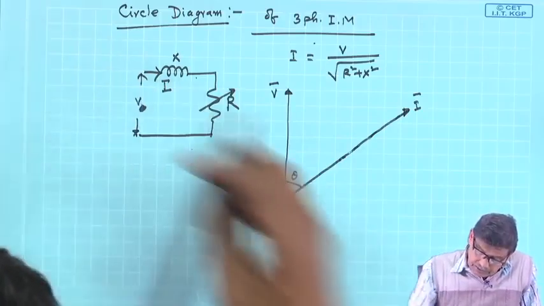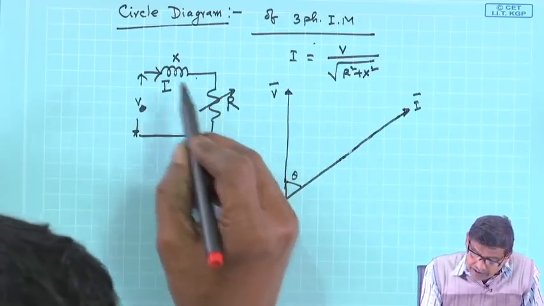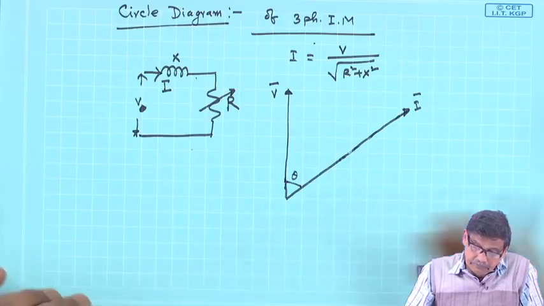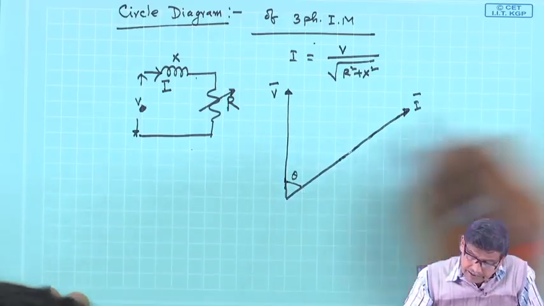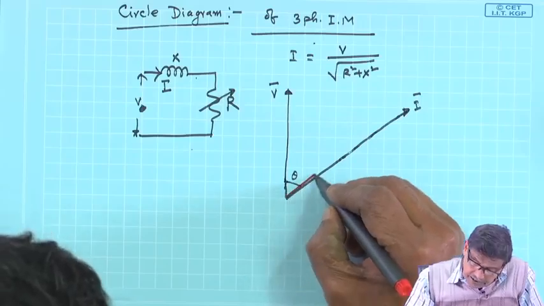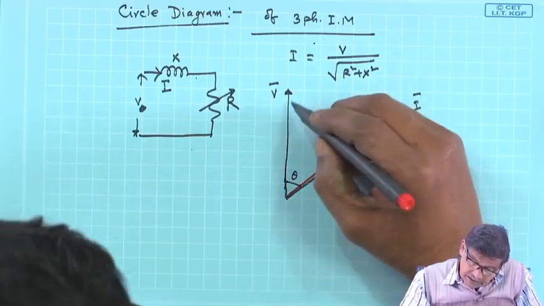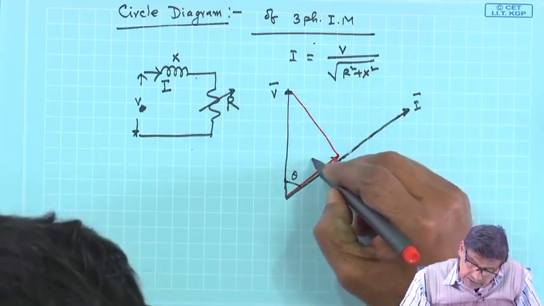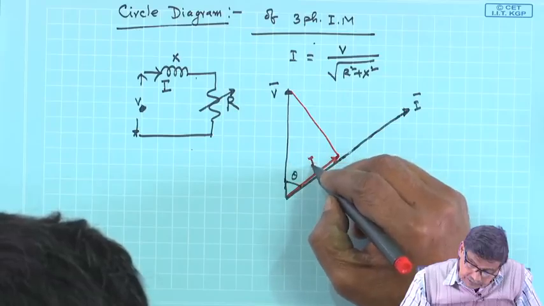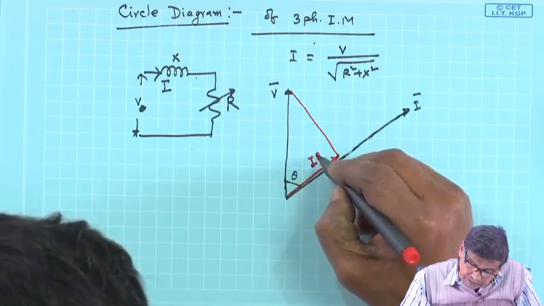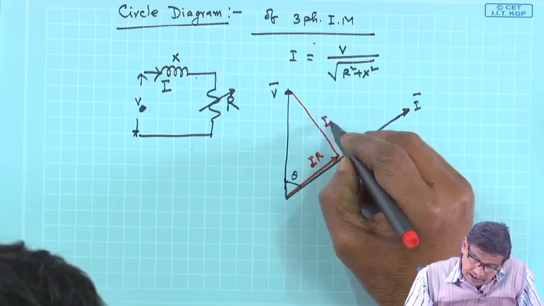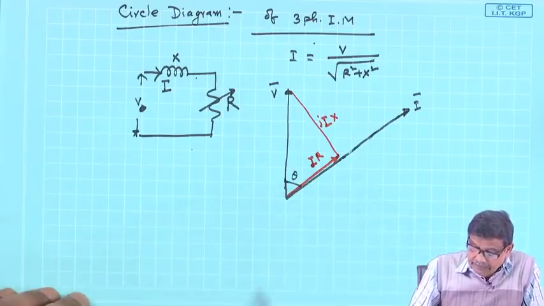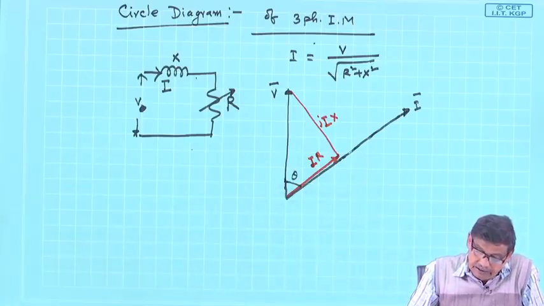And I know this one, that the drops in R and X will be added. For example, you add IR, then you add jIX. This is IR, and this is jIX, this way, and this is the power factor angle of the machine.